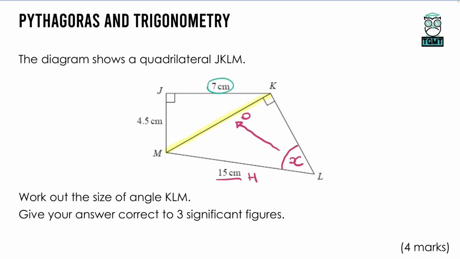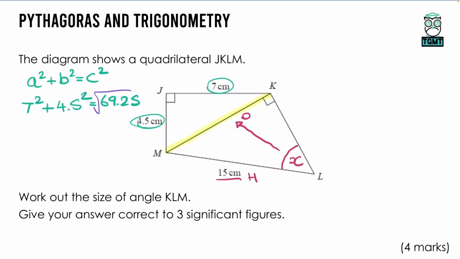So we have 7 centimetres and 4.5. They are two of the shorter sides. Pythagoras' theorem is a squared plus b squared is equal to c squared. So all we need to do is square both of those. We are finding the longest side here, so we will add them together. We're going to type that into our calculator. So 7 squared plus 4.5 squared gives us a value of 69.25. We just need to square root that answer.